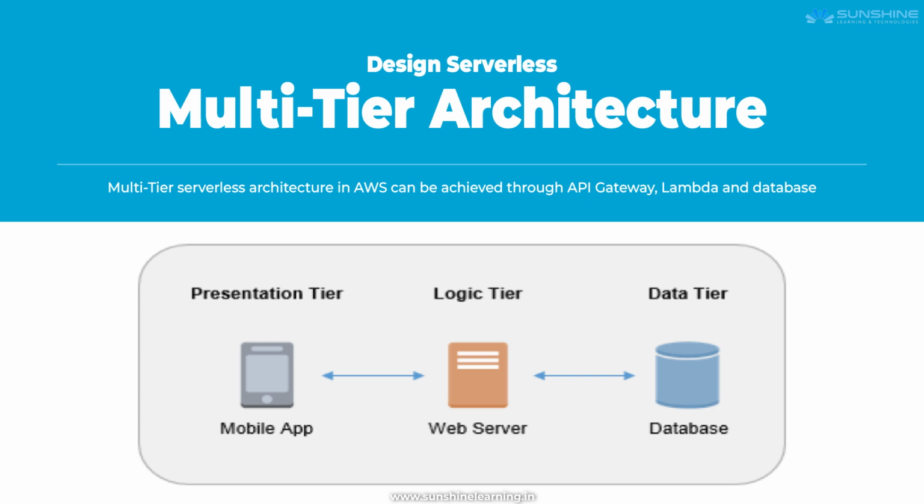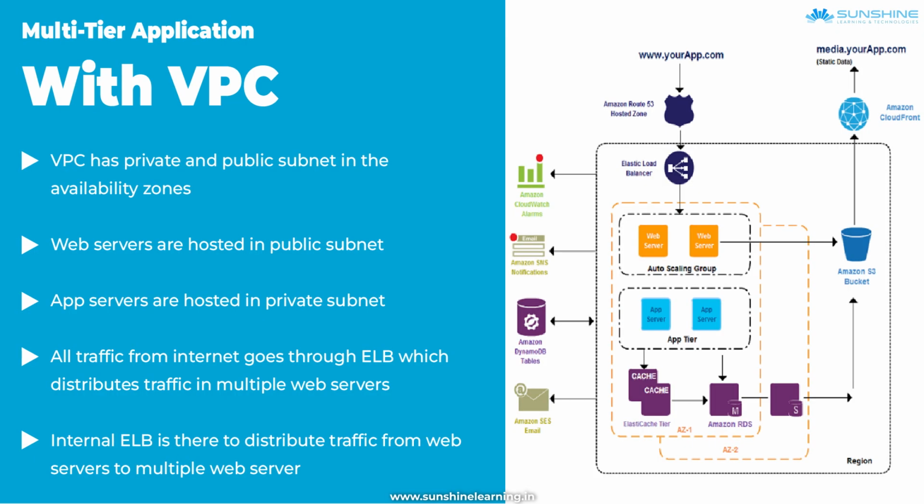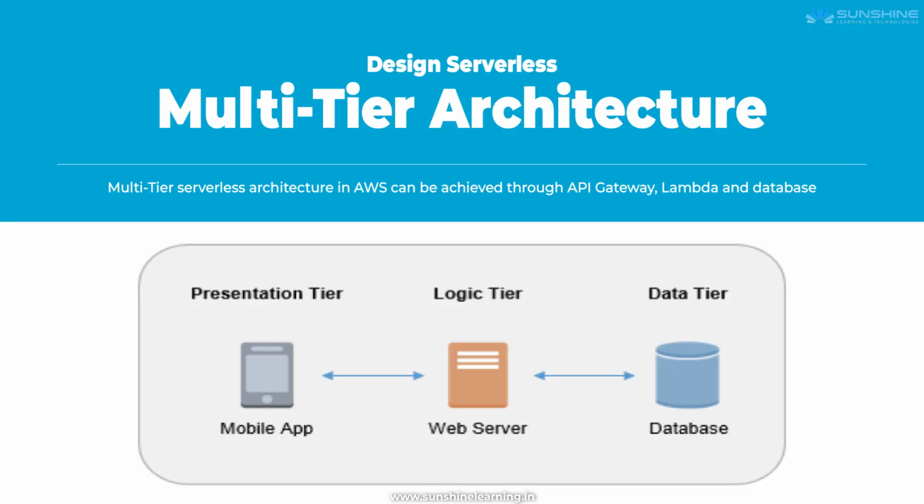So how can we design the serverless multi-tier architecture? The same thing, we would replace it with, for example, in the presentation tier or in tier 1, instead of web instances. So here you can see this is a web server, right? So instead of the web server, this will be replaced with the mobile app or the API gateways.